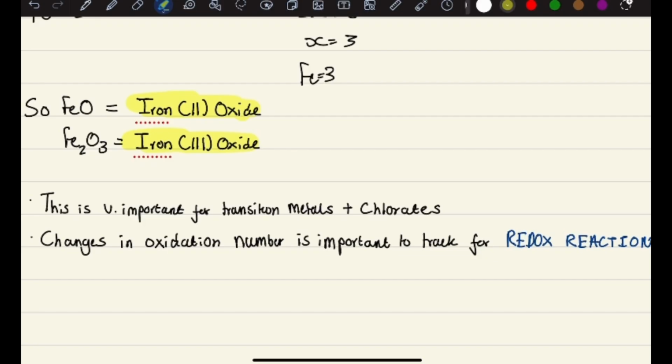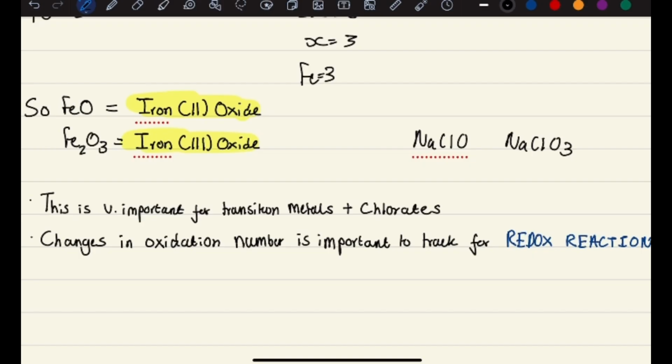And also chlorates as well. So, for example, one chlorate would be NaClO. We've also got NaClO3. Stuff like that. The chlorine there is going to have a different oxidation state. So we need to know which one we're working with, which is why we do these oxidation numbers.